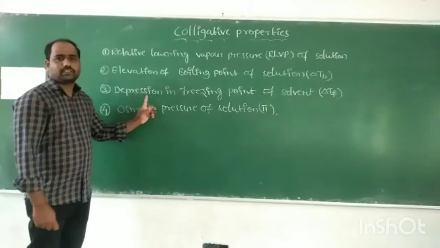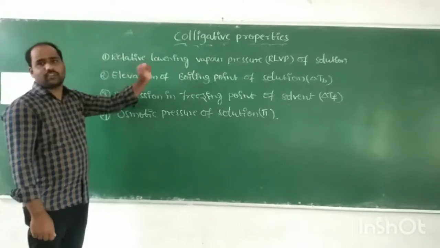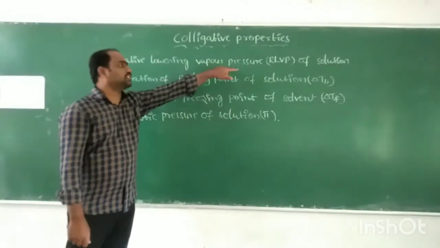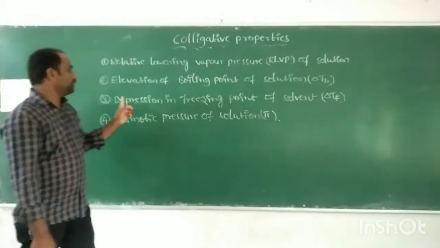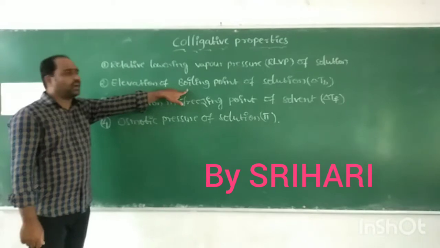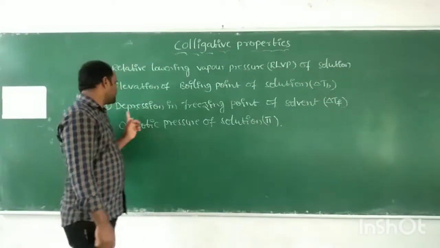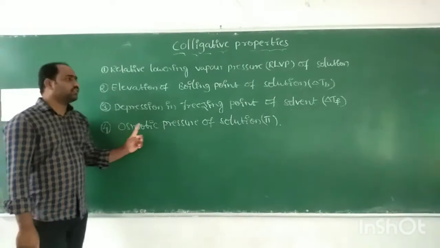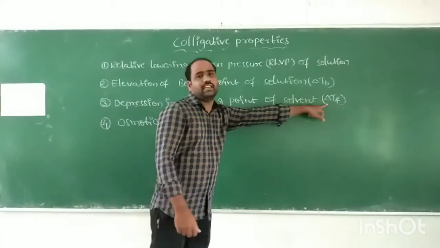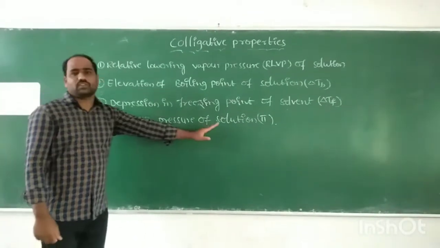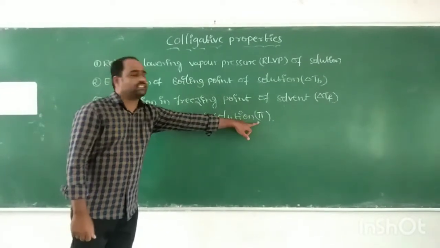Listen students, we have 4 types of colligative properties. The first one is the relative lowering of vapor pressure, indicated by RLVP. The second one is the elevation of boiling point of the solution, indicated by delta Tb. The third one is the depression of freezing point of the solvent, indicated by delta Tf. The fourth one is the osmotic pressure of the solution, indicated by the symbol pi.